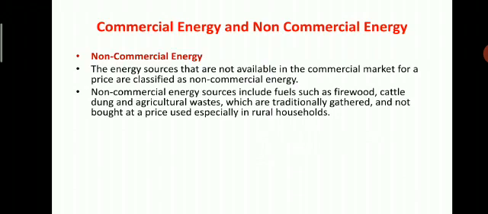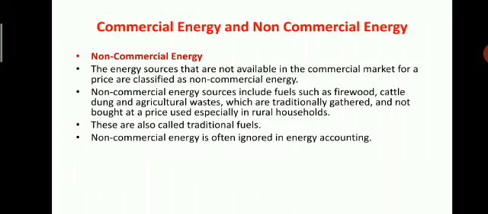Non-commercial energy sources include fuels such as firewood, cattle dung, and agricultural waste, which are traditionally gathered and not bought at a price, used especially in rural households. These are also called traditional fuels. Non-commercial energy is often ignored in energy accounting. This is a very important parameter related to non-commercial energy.